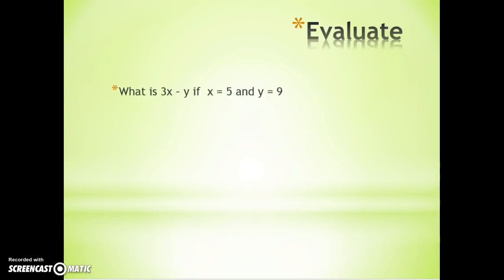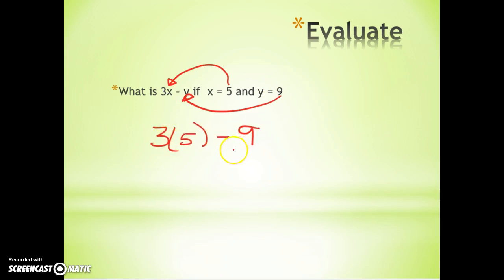Okay, you should be able to evaluate expressions if given values for x and y. This is plug and chug. Put the x in where you see an x. Put the y in where you see the y's. It's helpful to rewrite it if you need to. Now again, order of operations, we're going to do the multiplication first. 3 times 5 is 15 minus 9. 15 minus 9 is 6.